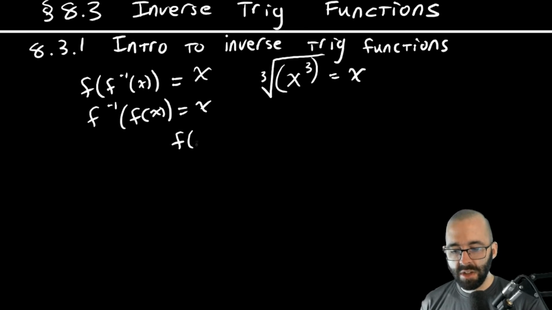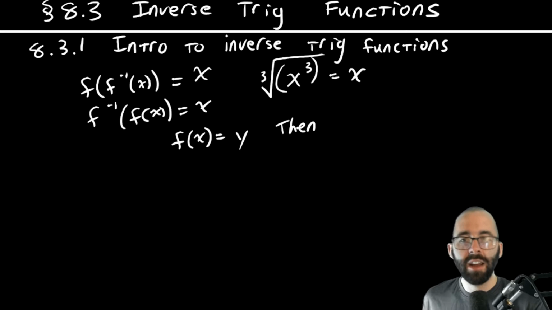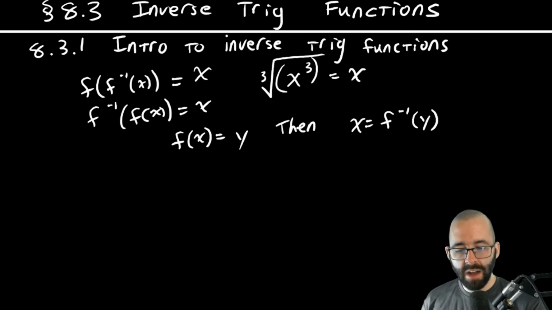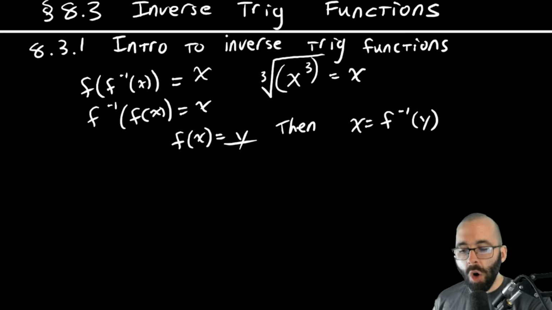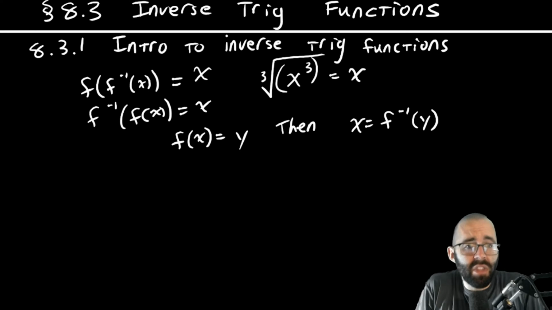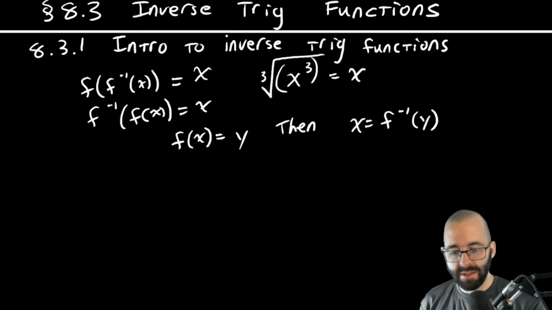If some function has a value of y, we can also think about it: what if we take the inverse function of both sides? The inverse function of both sides undoes the function on the left, and now we have the inverse function on the right. And we do that all the time. We use inverse functions all the time. We just don't think about it. Watch this.